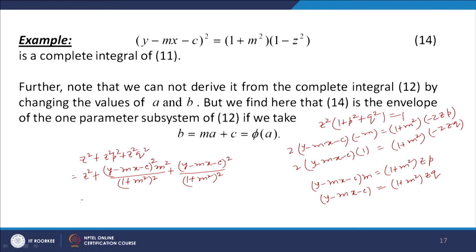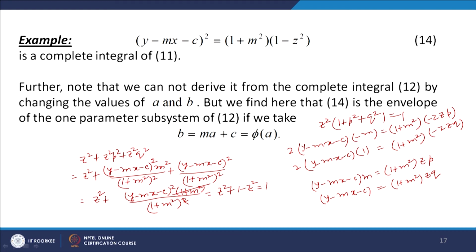Now, this is z square plus, we can take 1 plus m square whole square. So, what we get is y minus mx minus c whole square into 1 plus m square divided by 1 plus m square whole square. So, this one power will cancel with this here. Now, y minus mx minus c whole square upon 1 plus m square is 1 minus z square. So, this is z square plus 1 minus z square, and this gives you 1.